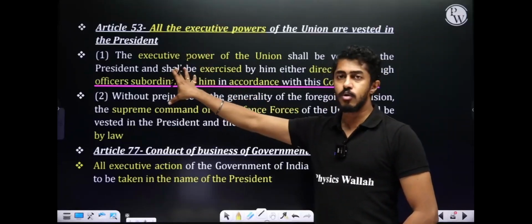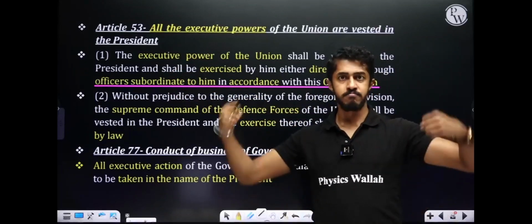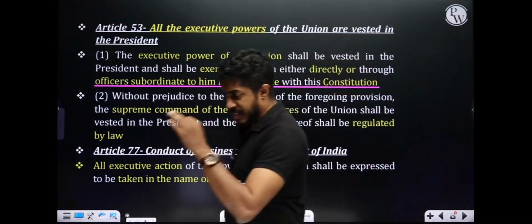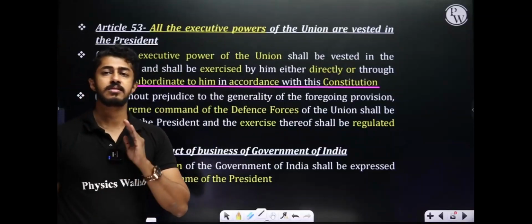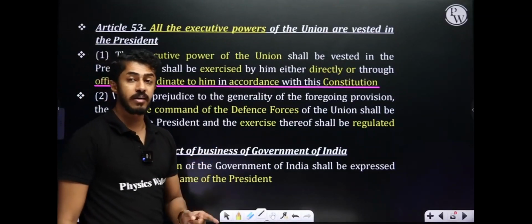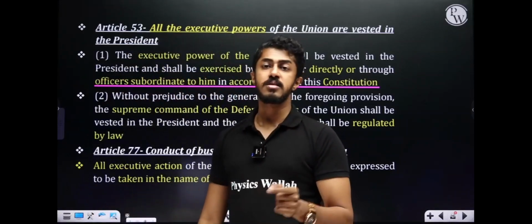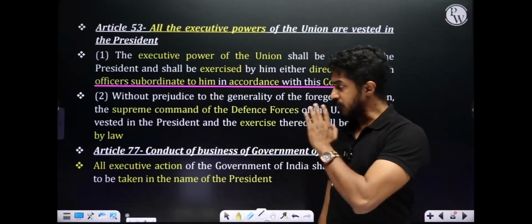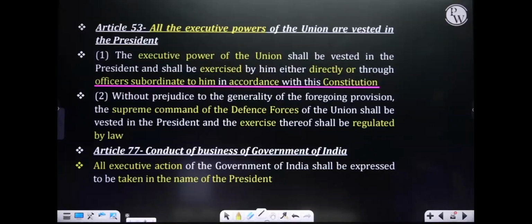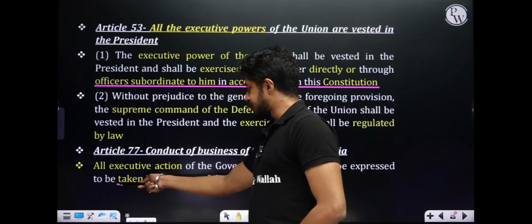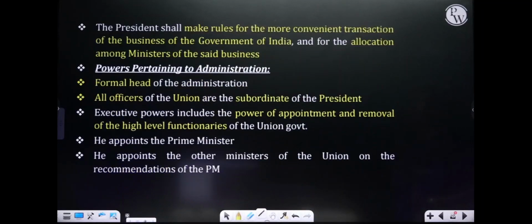But the idea here is these two statements will actually seem as if the President is very powerful. No. President has to always work according to the aid and advice of the Council of Ministers headed by the Prime Minister. Let us see. Article 77, Conduct of Business of Government of India. All executive action of the Government of India shall be expressed to be taken in the name of the President. The President shall make rules for the more convenient transaction of the business of the Government of India and for the allocation among ministers of the said business.